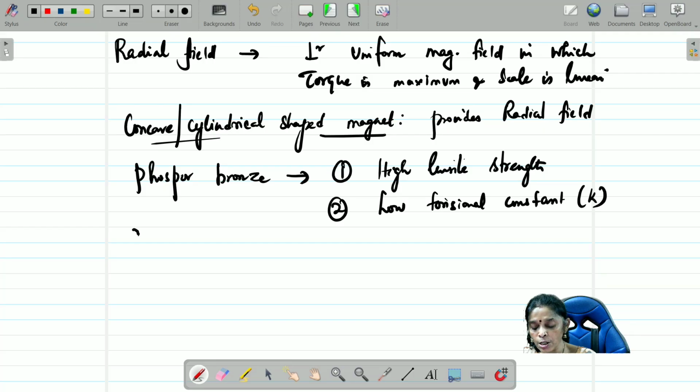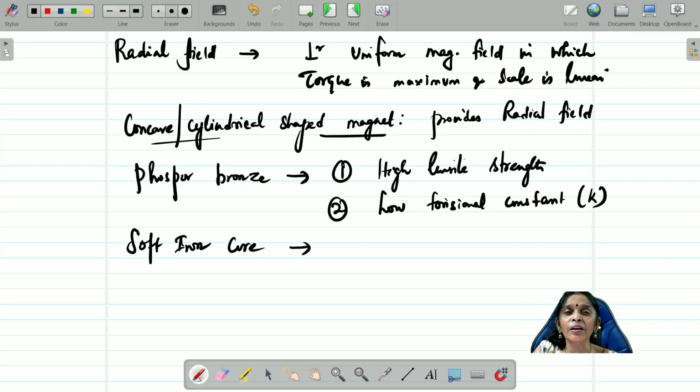And finally, what is the use of the soft iron core? These are all inside, children. Whenever you write the construction and working of the moving coil galvanometer, write all these point by point. If you write that, definitely you will get full marks. Soft iron core increases magnetic permeability.